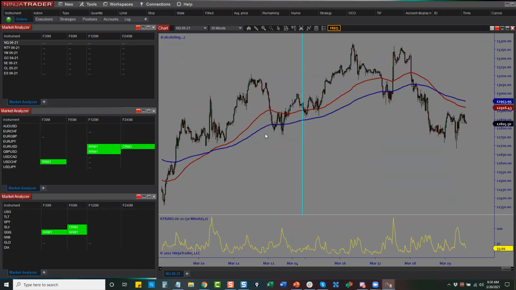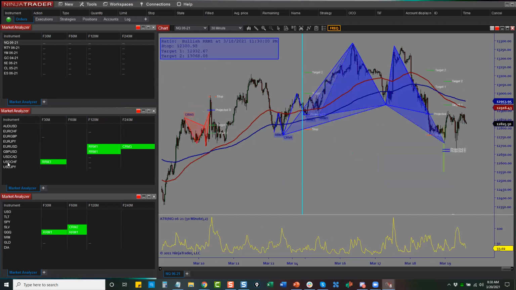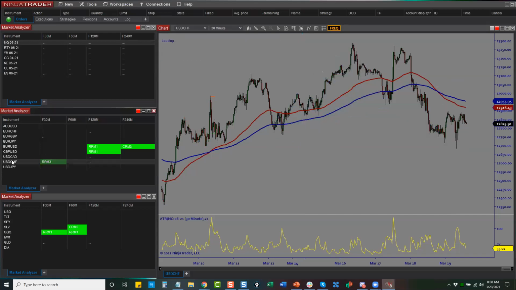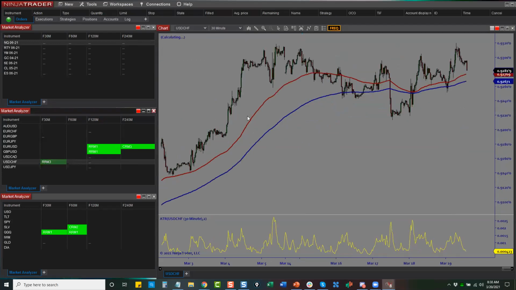So change the time frame to 30. Give it a second to load. And then I'm going to load over to this market here. And see, there was another ratio there, but I wouldn't be taking the long because the EMAs are in the wrong place. So let's take a look at this. Interesting.